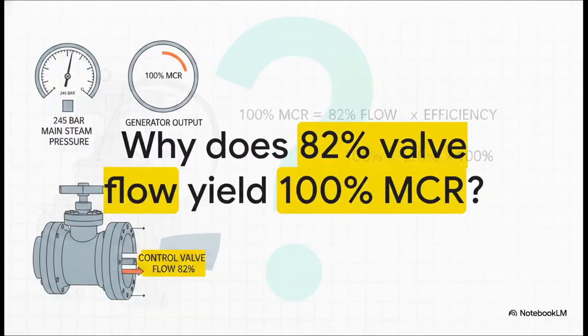This brings us to the climax of our explainer. Imagine you're sitting at the operator console and the numbers just do not make sense. Your main steam pressure is sitting perfectly at its rated 245 bar. Your generator is humming along, putting out 100% maximum continuous rating, but your control valve flow reads only 82%. Wait a minute, mathematically, 100% does not equal 82% times 100%. So how on earth is this plant generating full power without fully opening its valves?